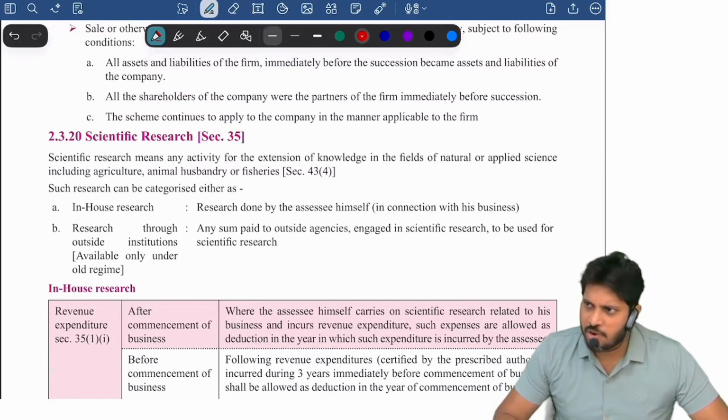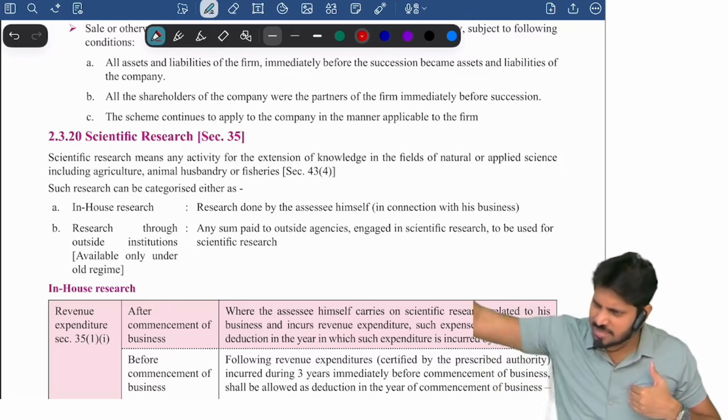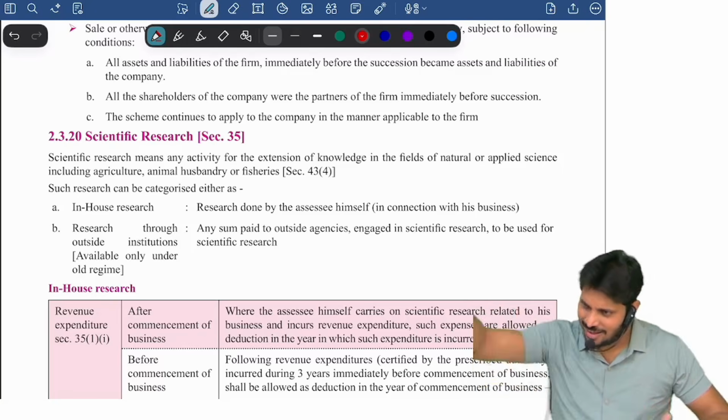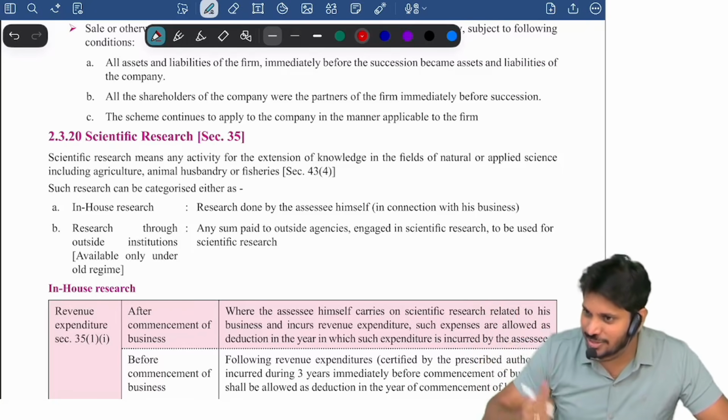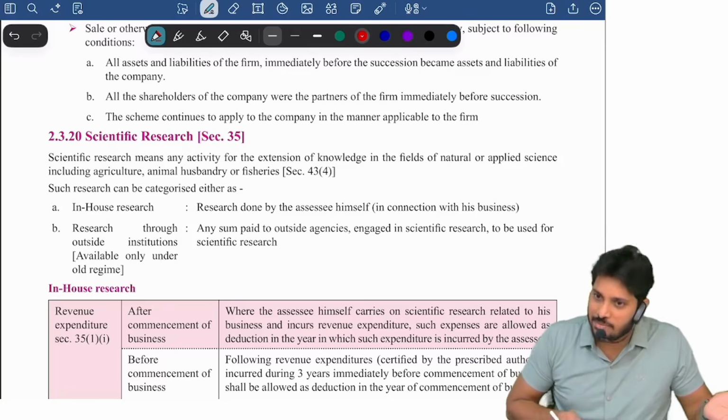Okay, I can say probably, yeah. Wait. Paid to scientist means in my business, some scientist is working. He is not an employee. It's incurred only for business purpose. Correct or no? If I pay an employee salary, you are claiming deduction. He is not an employee. That's it. It doesn't matter.